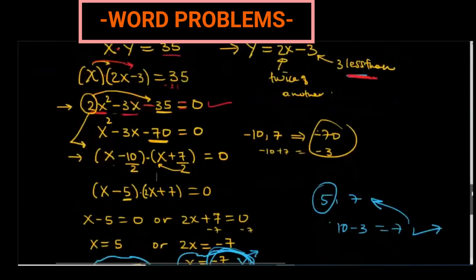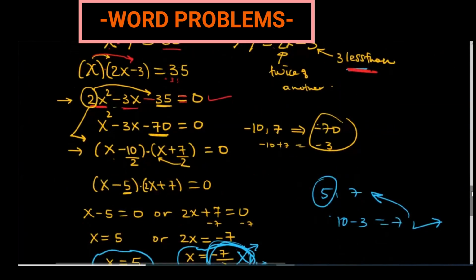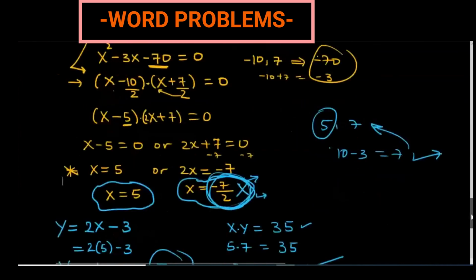Now I get 2x plus 7 is equal to 0, and x minus 5 is equal to 0. If I solve x minus 5 is equal to 0, x is equal to 5. This is the first solution. The second one, if I solve 2x plus 7 is equal to 0, minus 7 from both sides, is going to be negative 7 over 2.